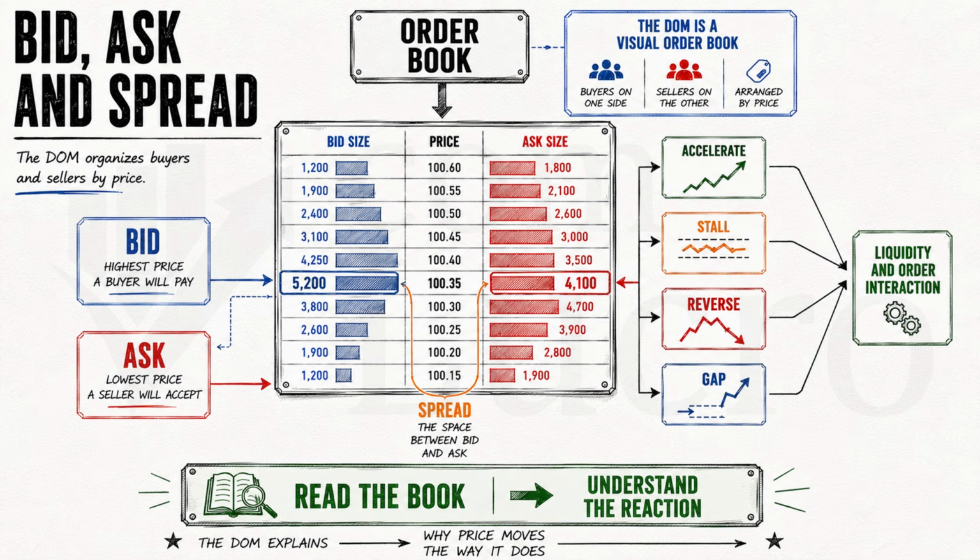The tool that displays all of this is the order book, and the DOM is simply a visual way of seeing the buyers on one side and the sellers on the other, arranged by price. Even if you never trade with it, its logic helps you interpret why candles accelerate, stall, reverse, or gap.